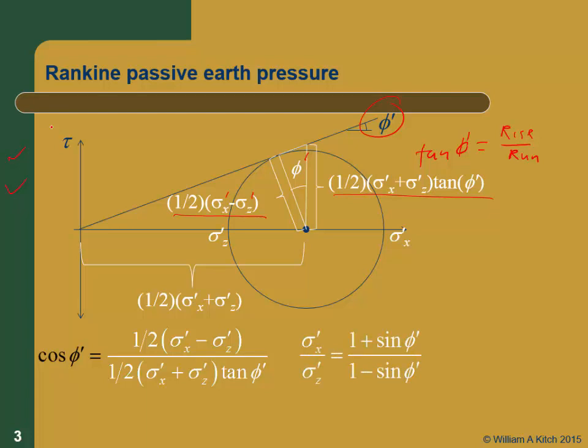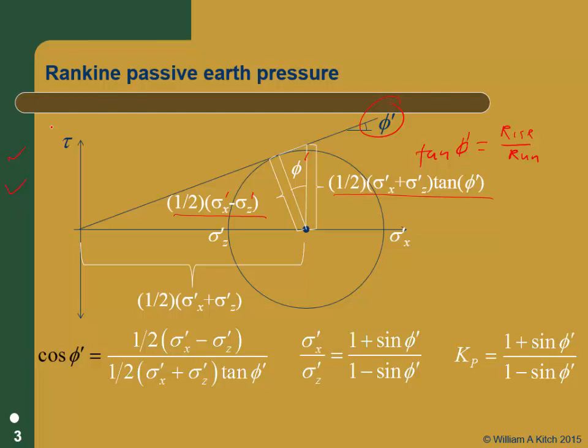But if I solve for sigma prime x over sigma prime z and do some little geometry manipulations, which I will spare you, we'll find that sigma prime x over sigma prime z is going to be 1 minus sine phi over 1 plus sine phi, which should look familiar to you. And that means that K passive, Kp, is 1 minus sine phi over 1 plus sine phi.